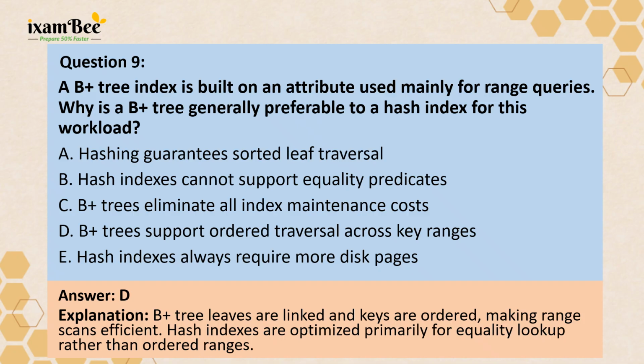A B+ tree's leaf nodes are kept sorted and linked together sequentially, which means once you locate the start of a range, you can simply walk along the leaf chain to retrieve everything in that range, which is very efficient. A hash index, on the other hand, is built specifically to optimize equality lookups. It scatters keys across buckets based on a hash function, so there is no meaningful order to walk through for a range scan. Hence, the answer here is option D.